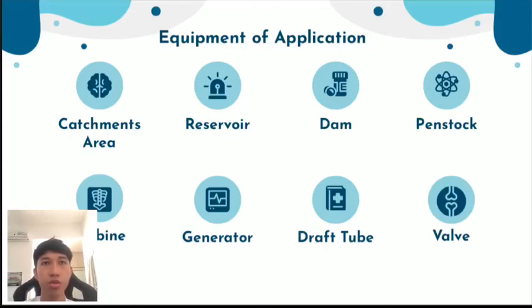Next, we move to the draft tube. The function of the draft tube is that it allows the turbine to be set above tailwater level without loss of head, and to facilitate inspection and maintenance. It also increases the output power and the efficiency of hydropower plants. The penstock is the connecting pipe between the dam and the turbine house. And lastly, the valve. The valve is the instrument which is used to control the pressure of the flow of water.